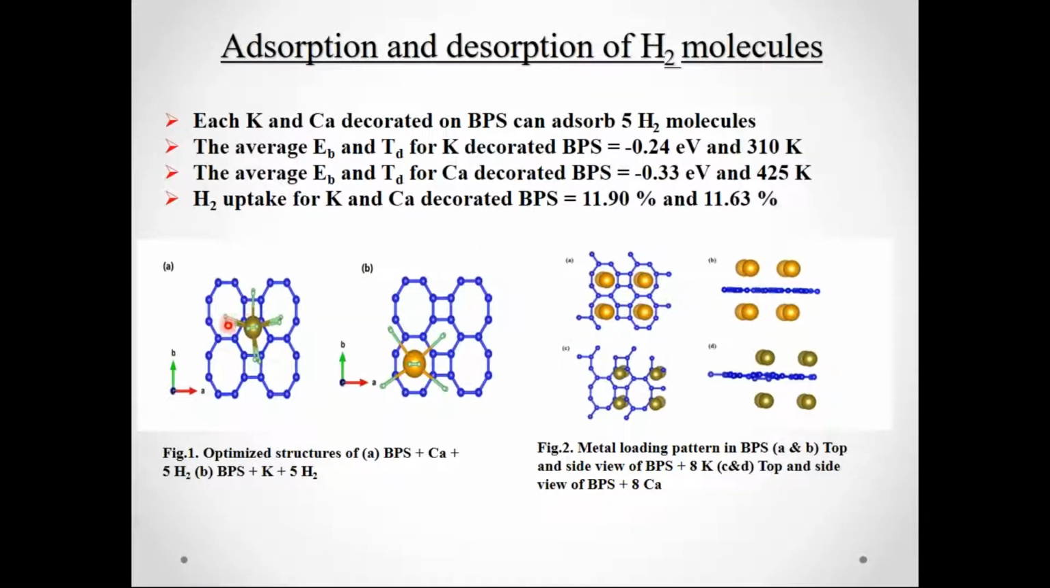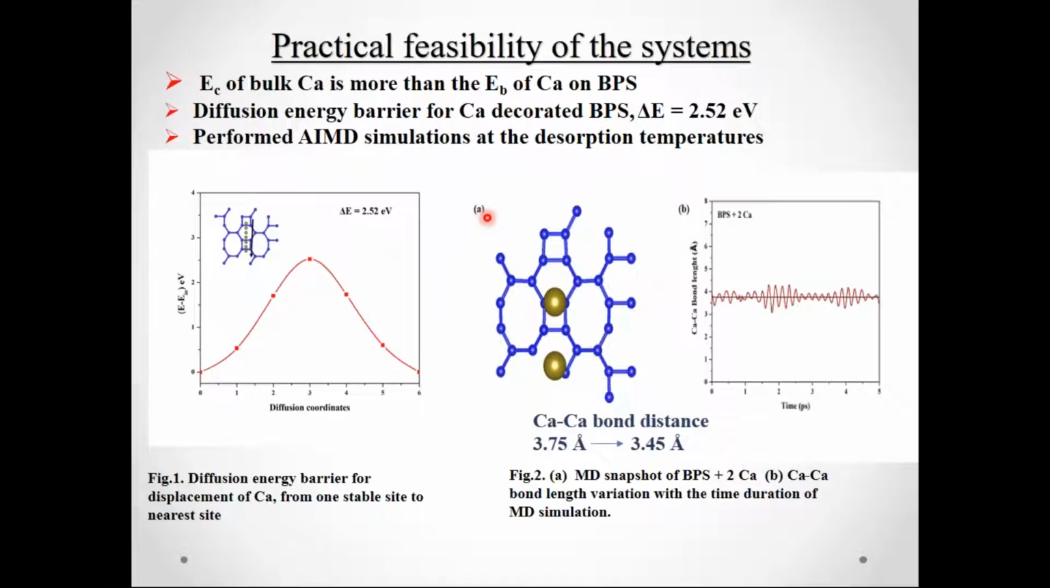So we have found that 5 hydrogen molecules can be adsorbed on top of the calcium and potassium decorated structure, and 8 metal atoms can be put on the 2x2x1 supercell of biphenylene without forming clusters. To check the practical feasibility of our system, we have performed diffusion energy barrier calculations as well as molecular dynamics simulation, which indicates that metal-metal clustering will not take place in our system.